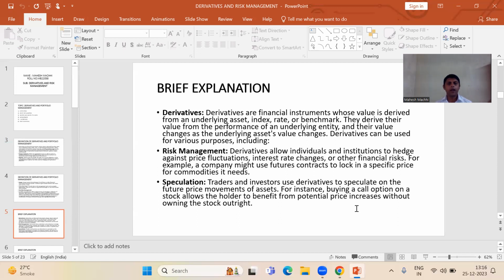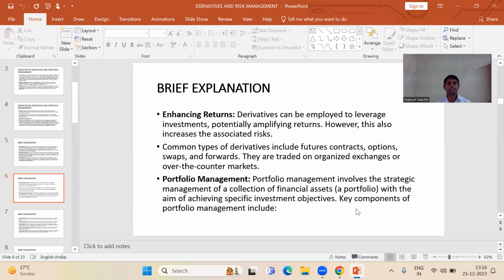Speculation. Traders and investors use derivatives to speculate on the future price movements of assets. For instance, buying call options on a stock allows the holder to benefit from potential price increases without owning the stock outright. Enhancing returns. Derivatives can be employed to leverage investments, potentially amplifying returns. However, this also increases the associated risk. Common types of derivatives include futures contracts, options, swaps, and forwards. They are traded on organized exchanges or over the counter markets.